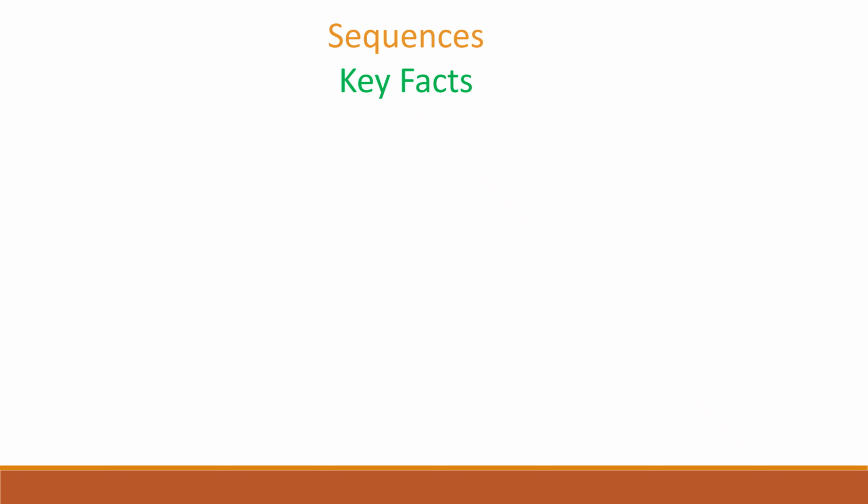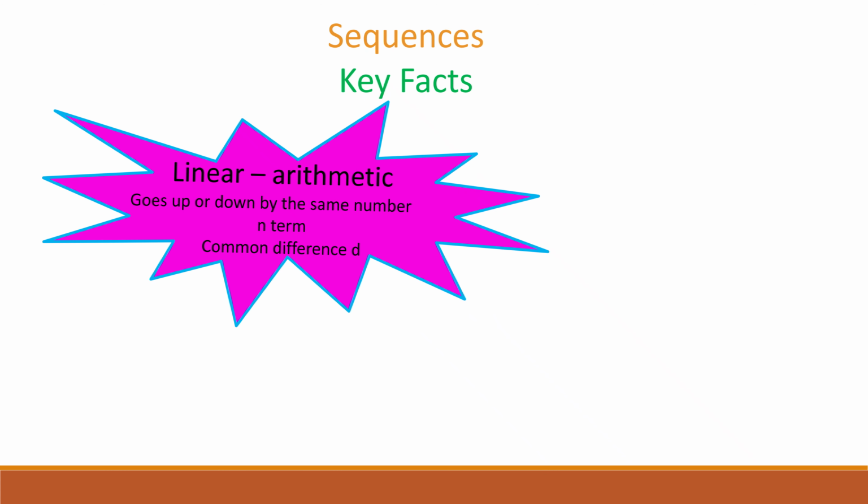We're going to be looking at key facts to do with sequences, and in particular two different types of sequences, linear sequences and quadratic sequences. Now linear sequences can be called arithmetic sequences. These two terms mean exactly the same thing. At GCSE, we generally tend to use the word linear, and at A level, we generally use the word arithmetic, but they mean exactly the same thing.